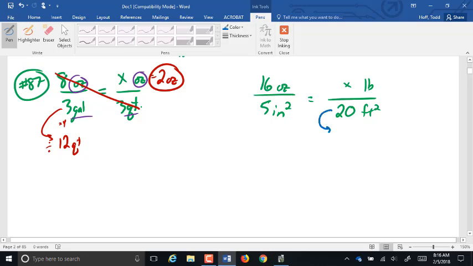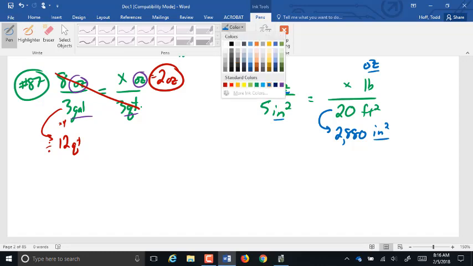I'm going to turn my 20 square feet into square inches. What's the conversion between square feet and square inches? 144. So times 144, that's 2,880 square inches. I'm going to find this up here in ounces first. Now I have the same unit there and there, and the same unit there and there. So now I can cross multiply and divide.